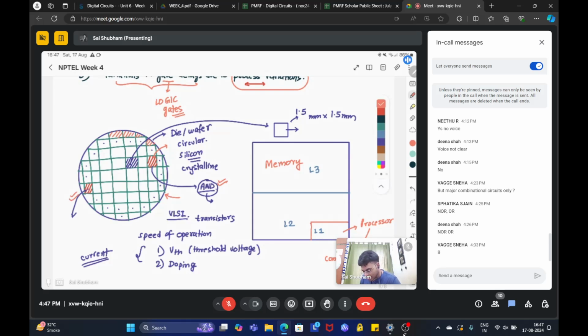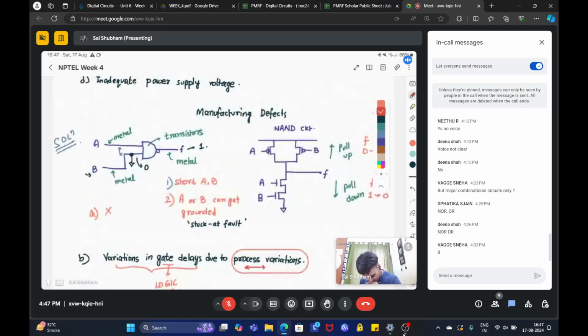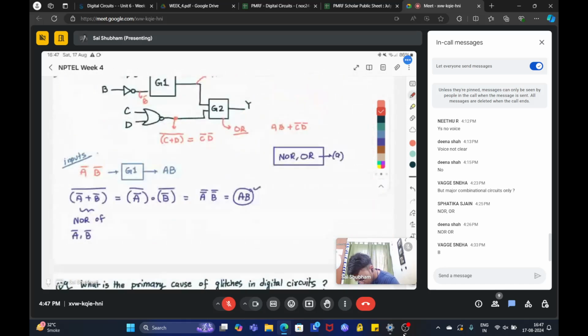Because of this reason, this is your entire wafer, you will have many chips, and all the chips will not perform in the same way. You will have some variations, because of which there is a possibility that a glitch can occur. How this is related to glitch, I will explain.